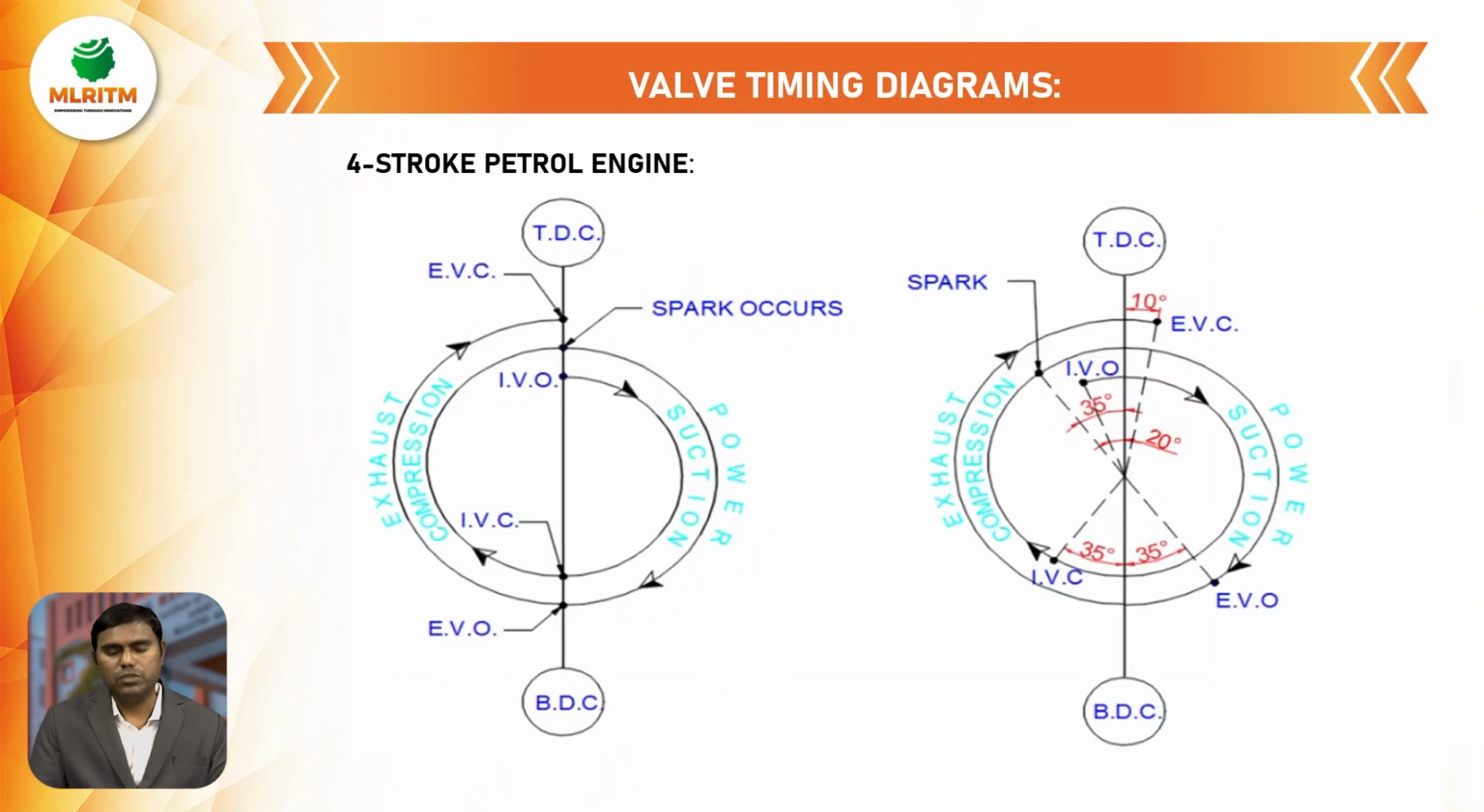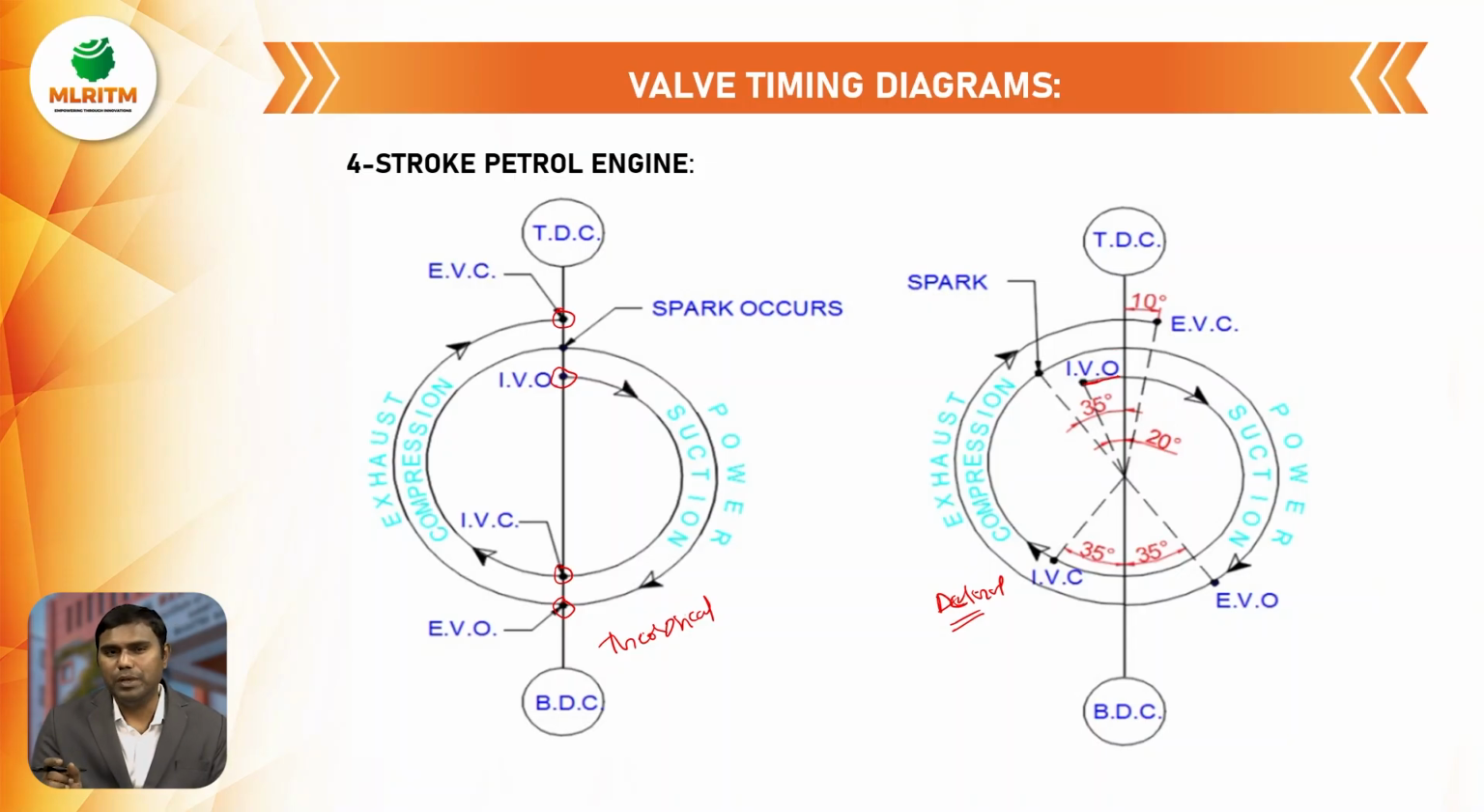Coming to the four-stroke petrol engine, this one is the theoretical diagram, and this one is the actual diagram. Theoretically, the inlet valve opens exactly at TDC and closes exactly at BDC, and the exhaust valve opens exactly at BDC and closes exactly at TDC. But in the actual diagram, the inlet valve opens almost 20 degrees before TDC. The only difference is between the petrol engine and the diesel engine.